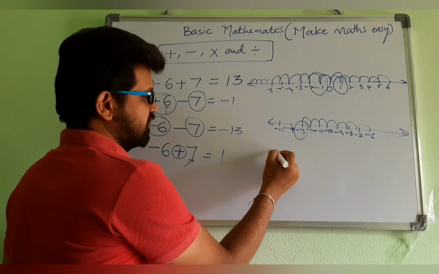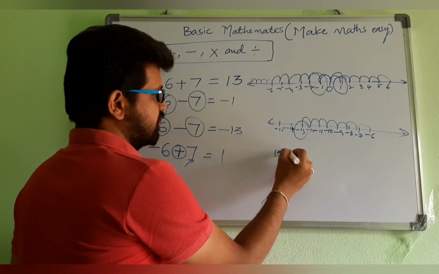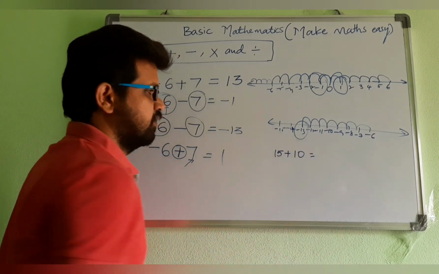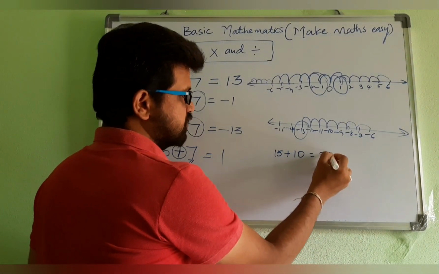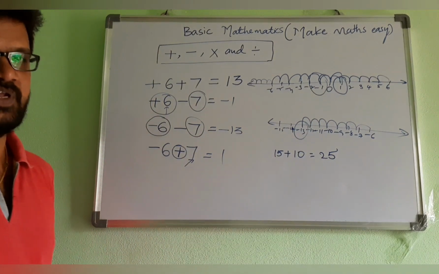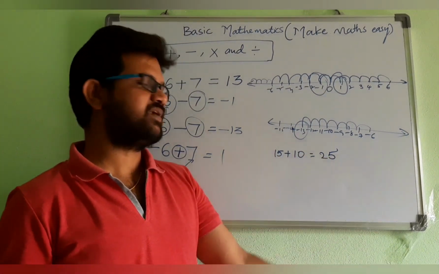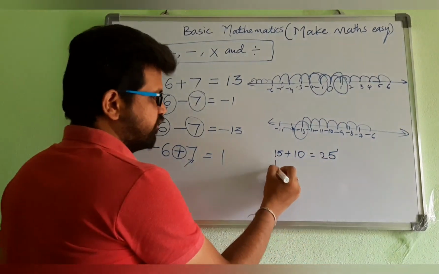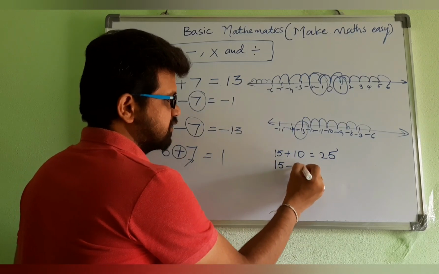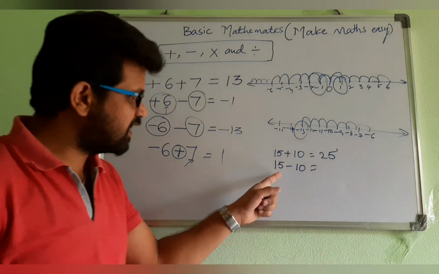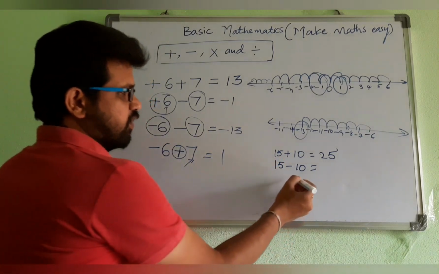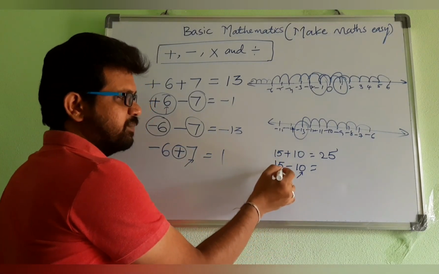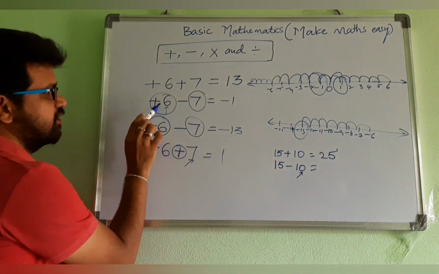For example, let's take other numbers: 15 plus 10. How much? Both are positive, so 25. When both are positive, we get a positive number. 15 minus 10: which is the bigger number here? 15, and 15 is positive.